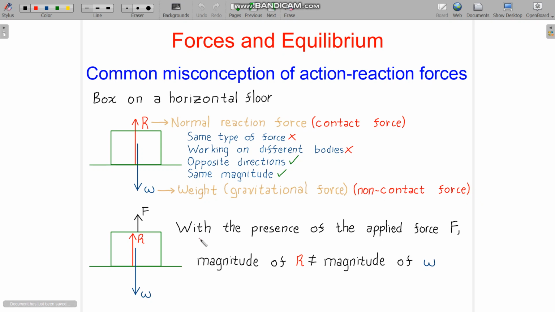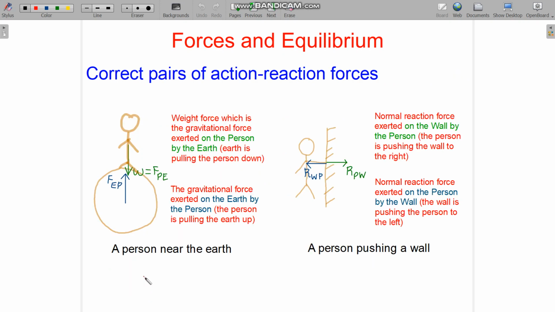Another reason why normal reaction and weight are not action-reaction forces: if we have another little force F pulling the box upwards but still touching the ground, the box is still in contact with the floor. In this case, the magnitude of the normal reaction force is not equal to the weight force. Actually, the normal reaction plus the applied force is equal to the weight force.